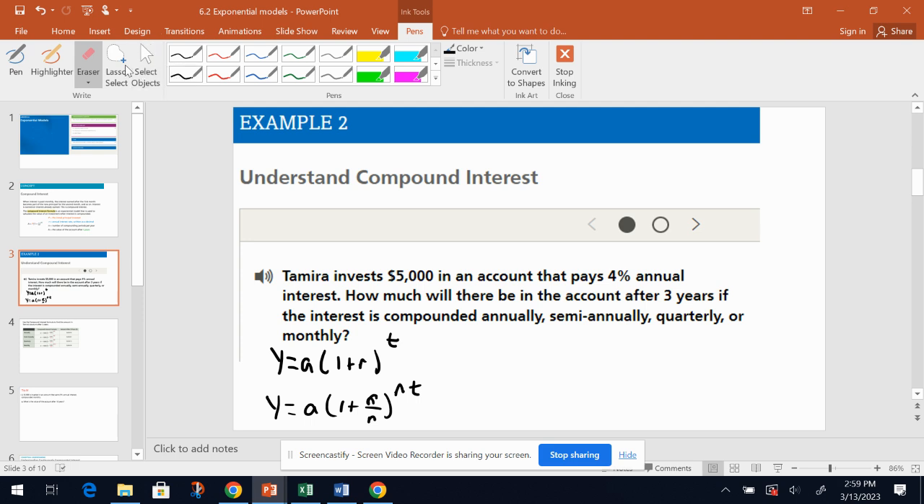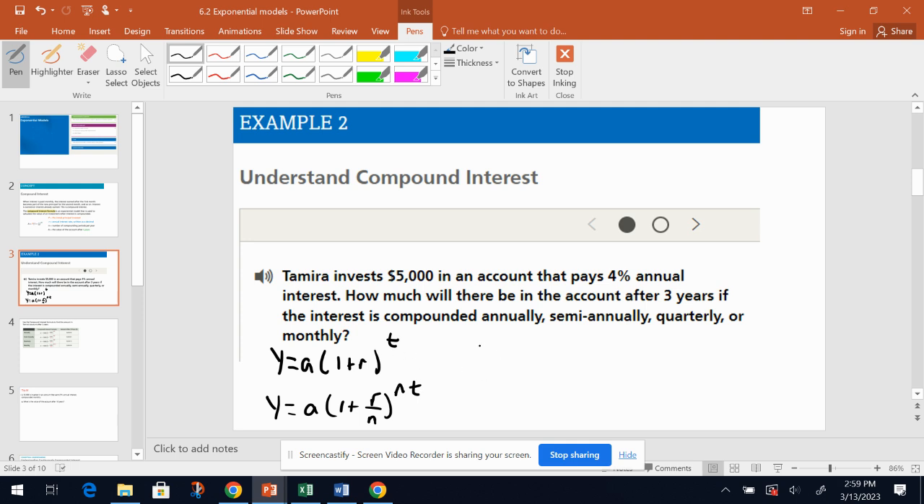So let me write that just a little bit neater so I can come back to that. Okay, there we go. Okay, so this is the r over n. Notice n is in this twice. So there's going to be four different formulas that we're going to write. First of all, compounded annually. Well, annually means one. So if I put a 1 in here, r over n is just r. If I put a 1 here, 1 times t is just t.